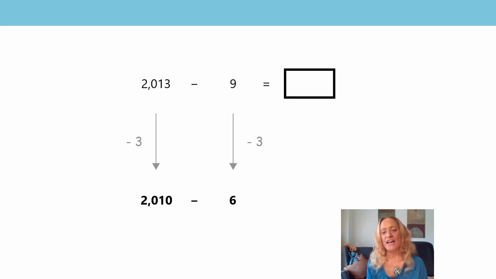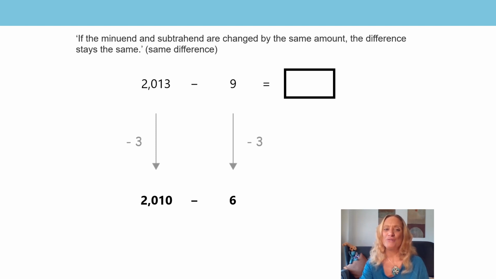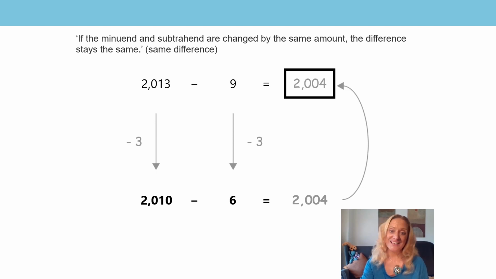Because our number bonds to 10 are really quick and easy in our mind, aren't they? And you might find it a bit more difficult to find the difference between 9 and 13, just like that. However, if you can, then that's good too. So I've used the same difference strategy here, haven't I? And I've said if the minuend and subtrahend are changed by the same amount, the difference will stay the same. And I can subtract 6 from 10 really easily, and I know that my difference is 2004. So it will be for the first subtraction too, won't it? Did you do it that way, or did you do it a different way?